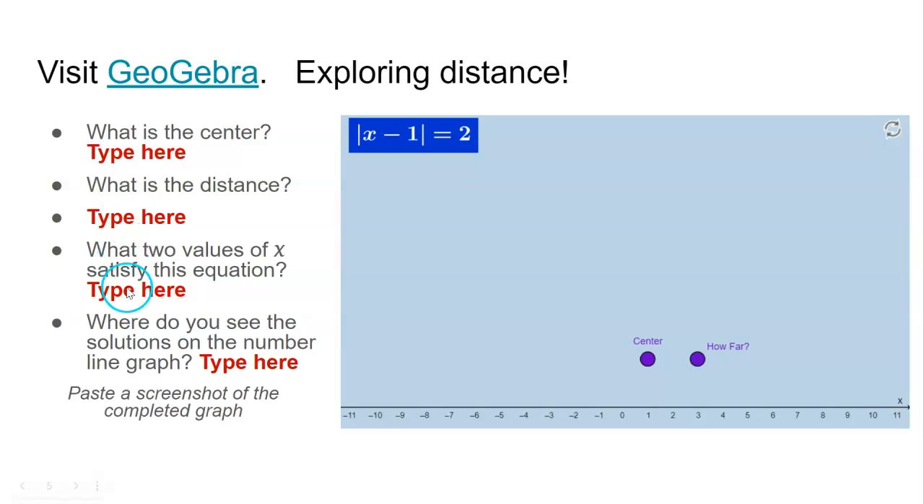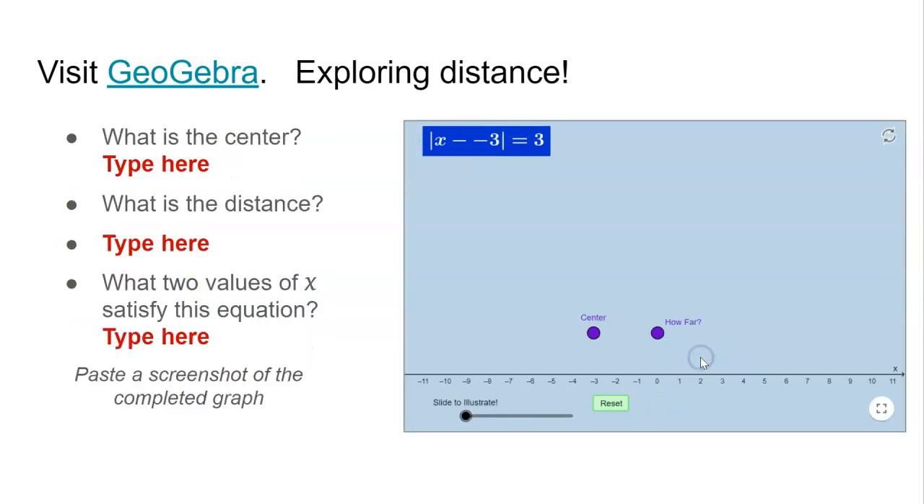And then I do have them answering quite a bit. What is the center? Well, the center was 1, and the distance was 2, because it's 2 spaces away, and hopefully they see that here. You may ask them to just try to answer these first before going, and then they can get in there and play with it and see if they can get it to match, and then answer the rest of those. Where do you see the solutions?